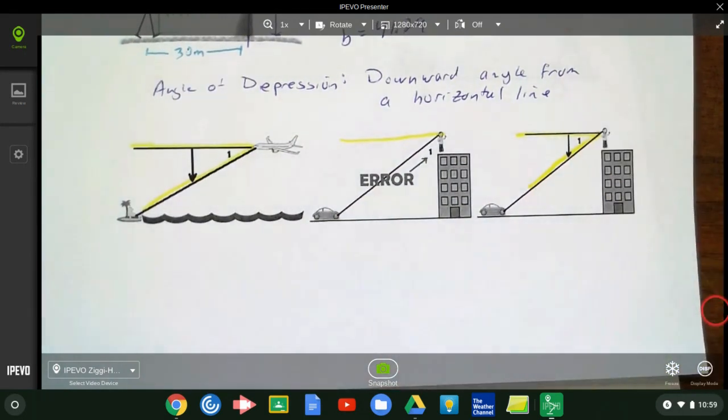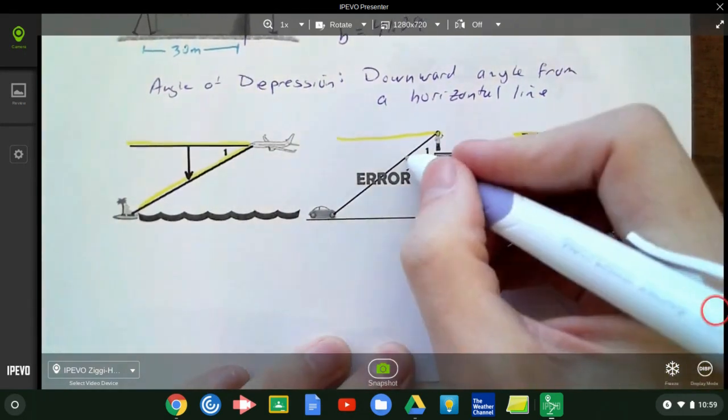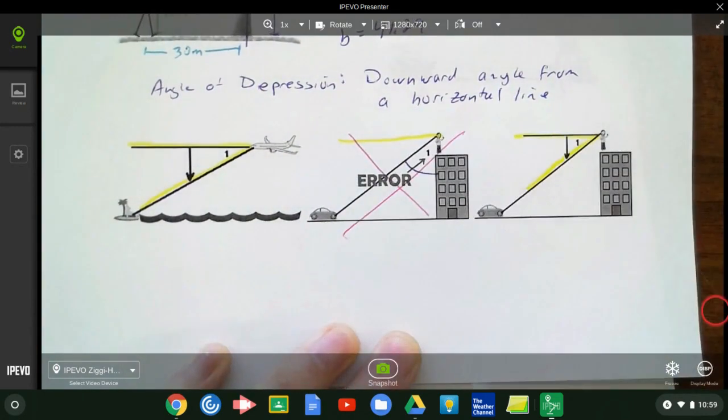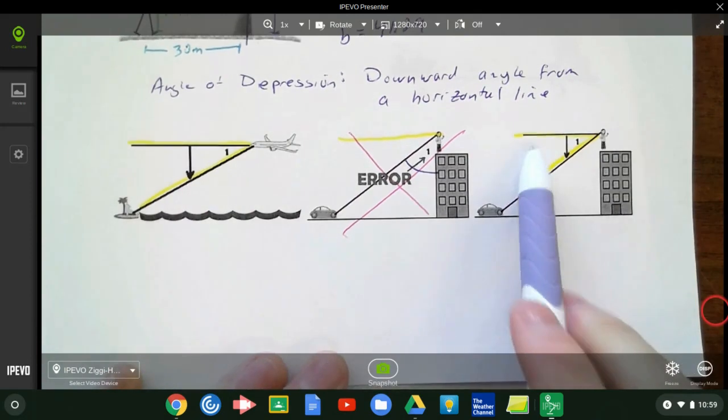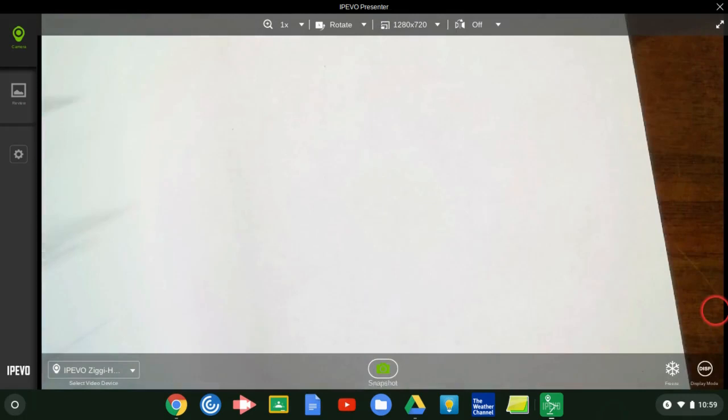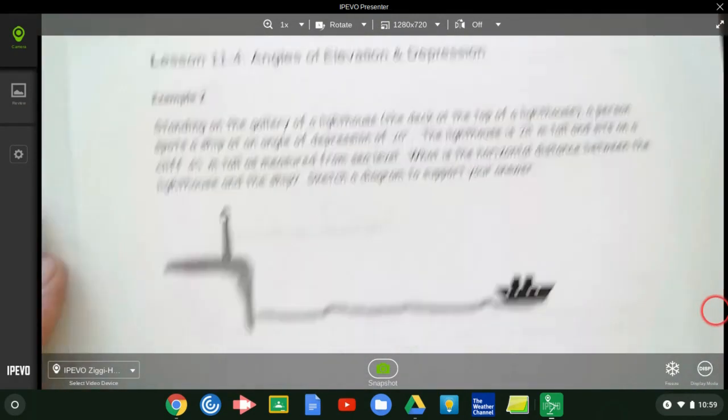But a big mistake people tend to make is they keep thinking that this is their angle of depression, and that is wrong, okay? So be careful of that. You want to find that horizontal line first and then go down from there. Let's look at a quick example, and then we'll have you do some of your own.